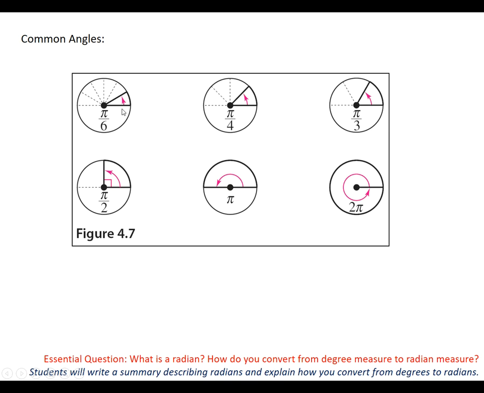Do you see how in pi over 6, how many wedges did it cut the top half into? 6. How about pi over 4? How many? And how about pi over 3? 3. Okay, and how about pi over 2? 2. So what if I had pi over 10? How many wedges would I have to put it into? 10.